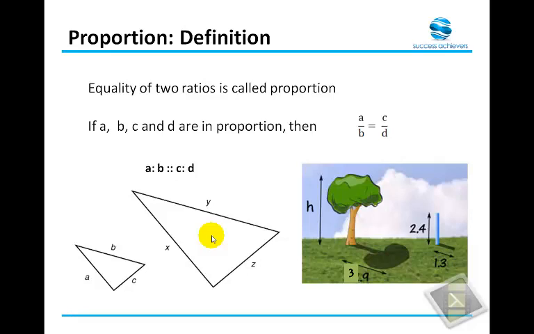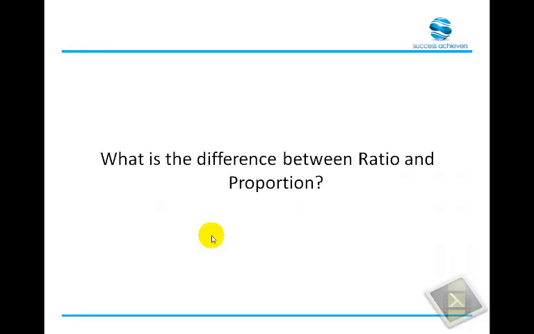So we have two triangles which are similar. The angles are the same. It's just like one of the smaller triangle is magnified and made a bigger triangle, X, Y, Z, right? And the two triangles are similar. And again you can see the picture where the height of the tree is proportional to the height of the pole. Now what is the difference between ratio and proportion?